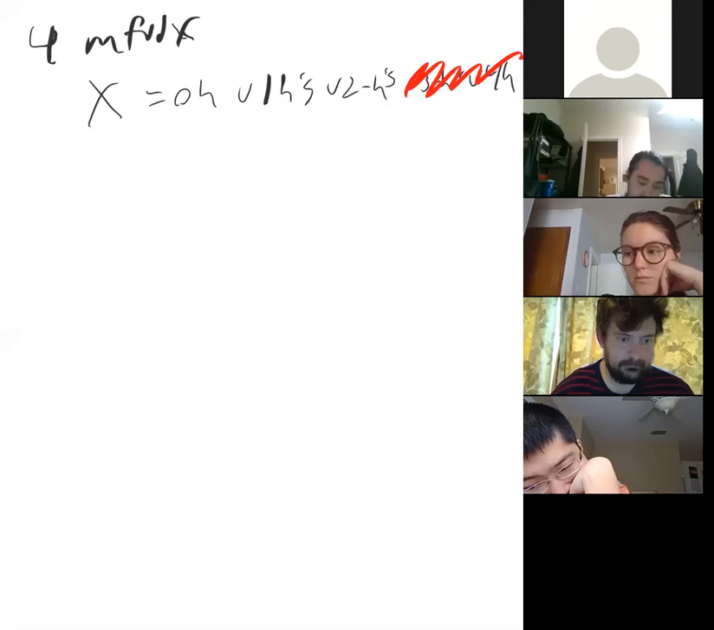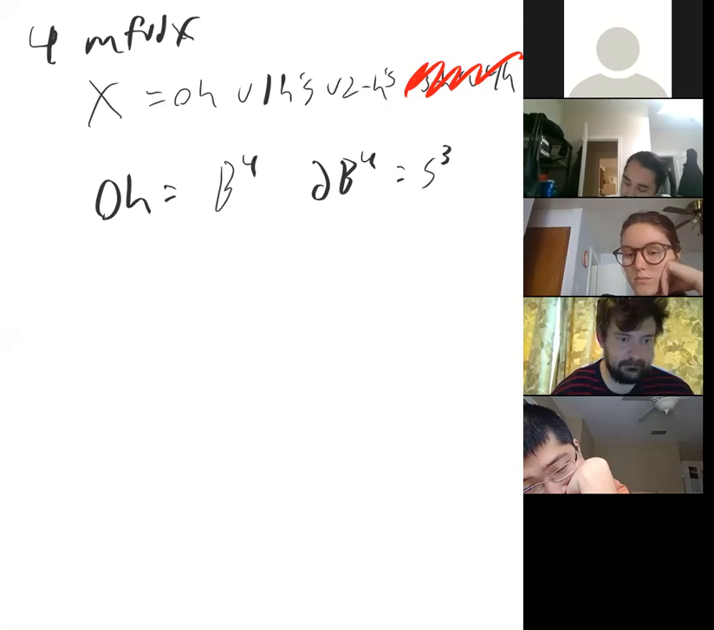So a zero handle is just a ball, and we attach our one handles and two handles. The boundary of this is just S3. And this we'll just think of as the boundary S3, as R3 union the point at infinity.